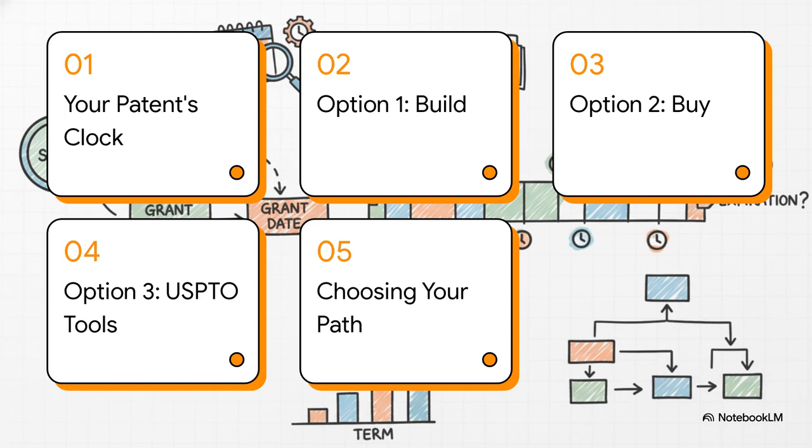All right, here's our game plan. First, we're going to get into the nitty-gritty of your patent's hidden clock. Then we'll look at the three main ways you can go: the total control of building it yourself, the speed you get from buying a solution, and the free option from the USPTO. And by the end, you'll know exactly how to choose the right path for you.